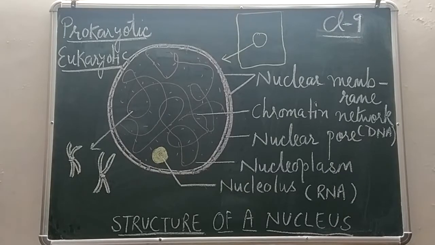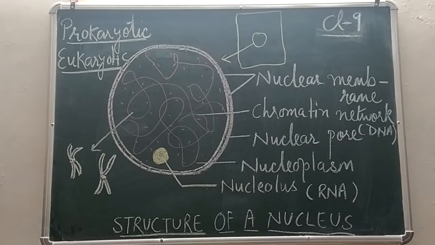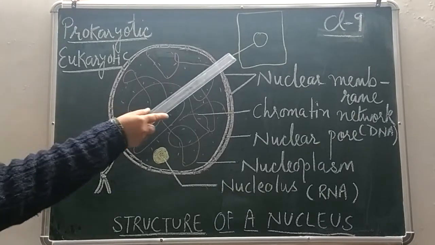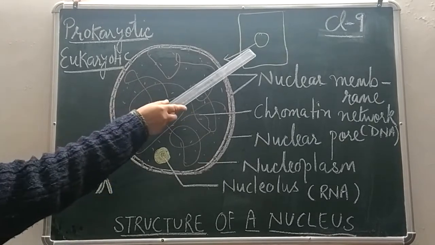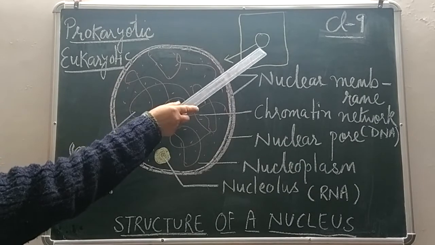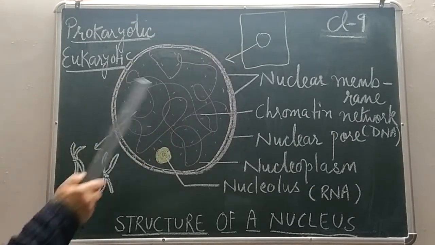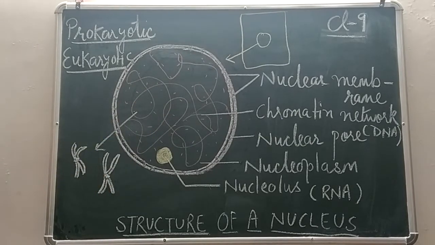Hello class 9. In this video, I am explaining to you the structure of a nucleus. Now, where is this nucleus present? As you can see here, the nucleus is present in a cell. It may be centrally located in an animal cell, or it can be in the corner of a cell if it is a plant cell, because in the center of a plant cell there is a large vacuole.